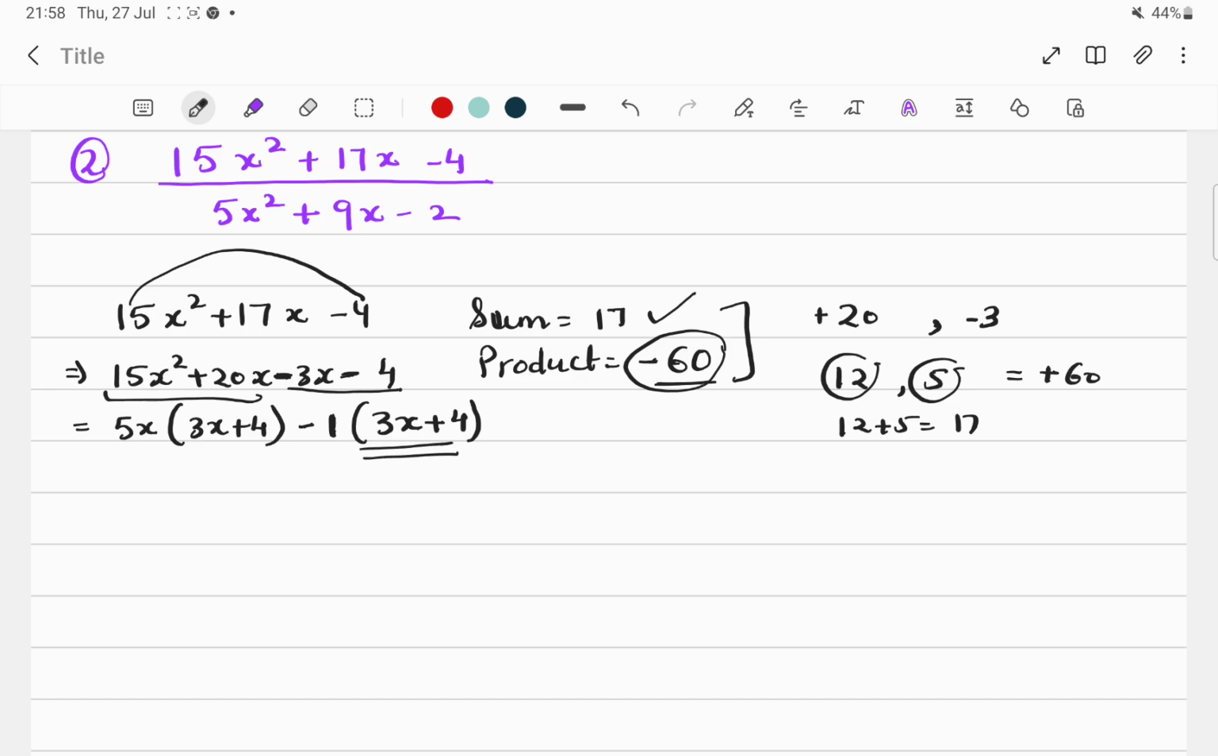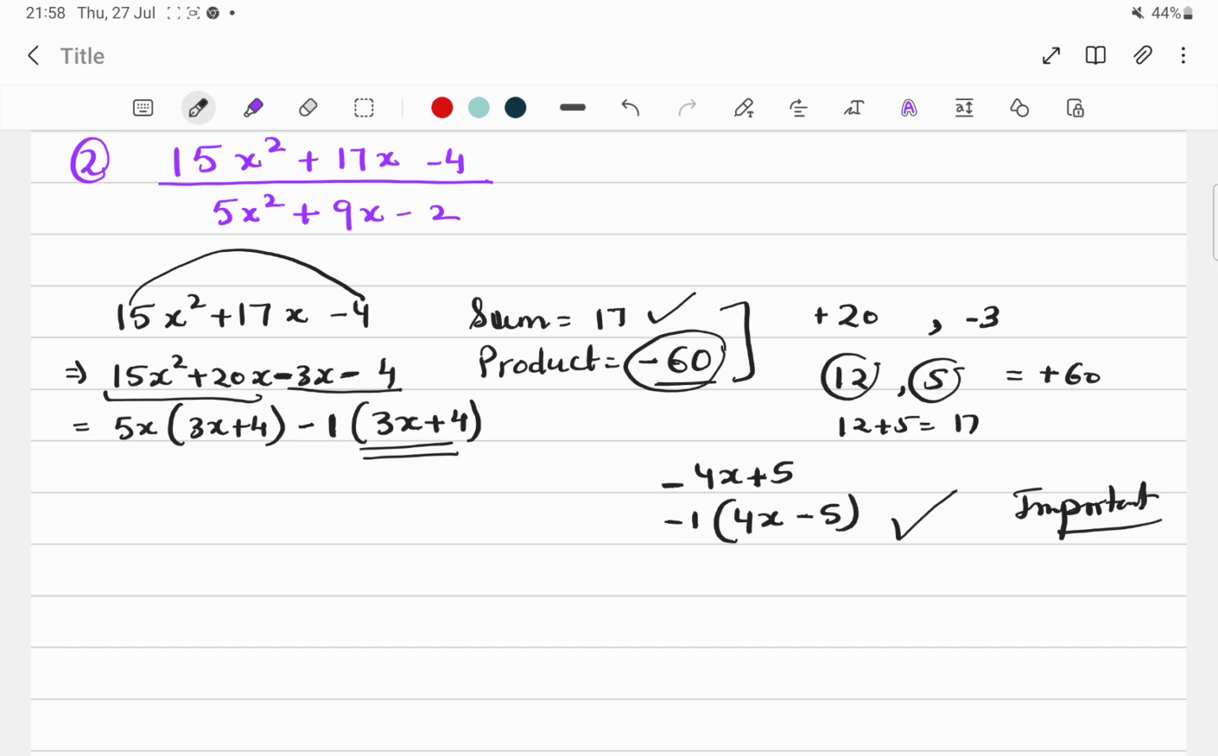Very important point. Whenever you have, let's say, negative 4x minus 5 or plus 5 and you are taking negative 1 outside, this negative 4x will become positive 4x and plus 5 will become negative 5. This is a very, very important point in factorization.